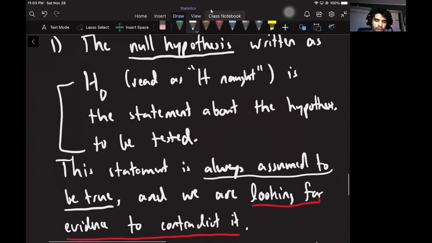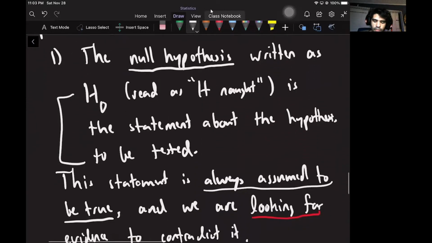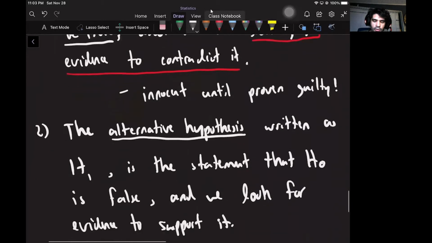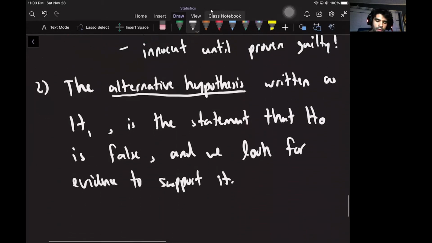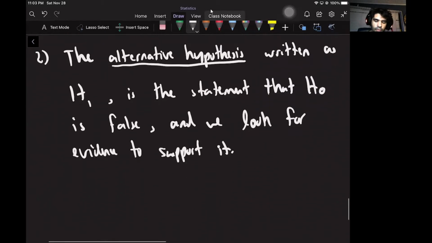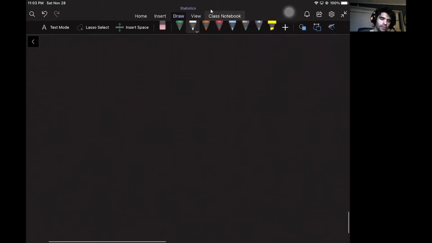But you're living in a world where you're assuming H0 is true. So in a trial, you're assuming that the defendant is innocent. You're pretending it's true automatically. And then you're trying to show that that can't be the case, that in fact that person is guilty with evidence. Okay, so let's do some examples to see how to identify these lingo-heavy things.